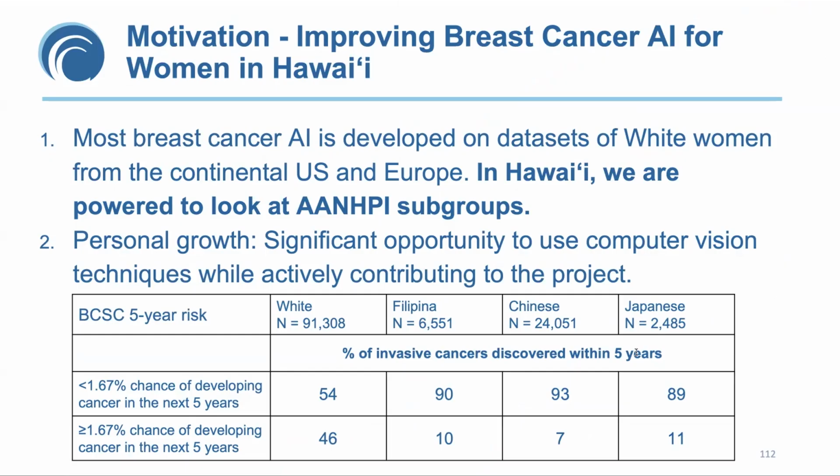A table I'd like to show you is a Breast Cancer Surveillance Consortium 5-year risk table. In the first column, we have 91,308 data points in this data set. If we go down the line, this 46 means only 46% of this 91,308 are detected as high risk and later treated. As we go down the line, 10% of Filipino women are detected, 7% of Chinese women are detected, and lastly, 11% of Japanese women are detected. We can see that this is not really good for our Asian American, Native Hawaiian, and Pacific Islander subgroups.